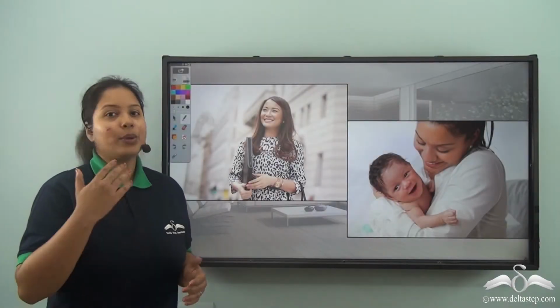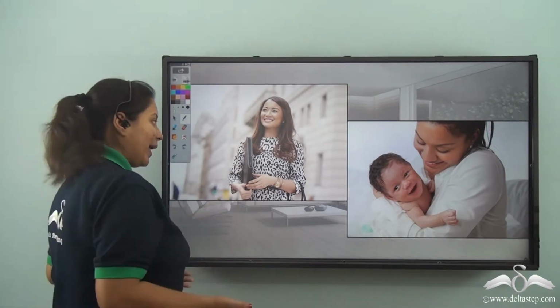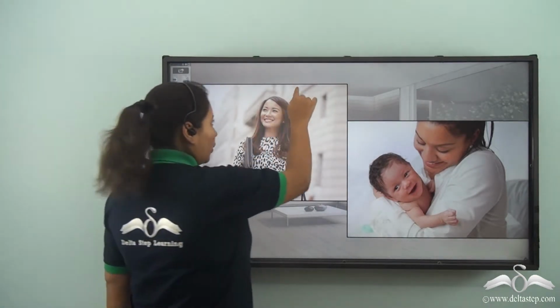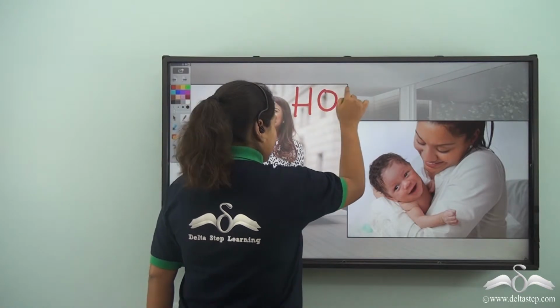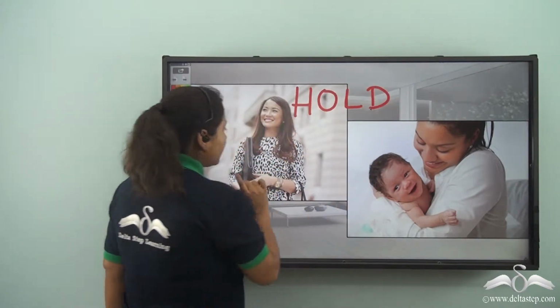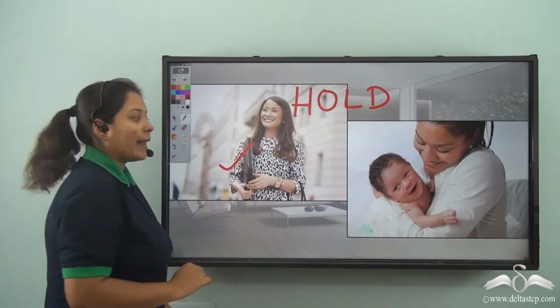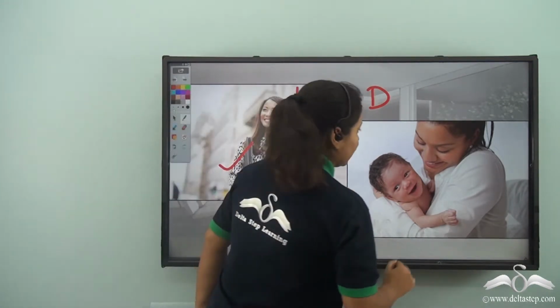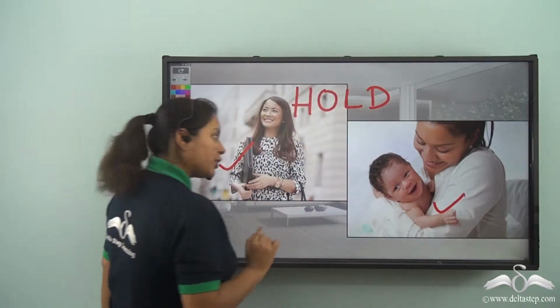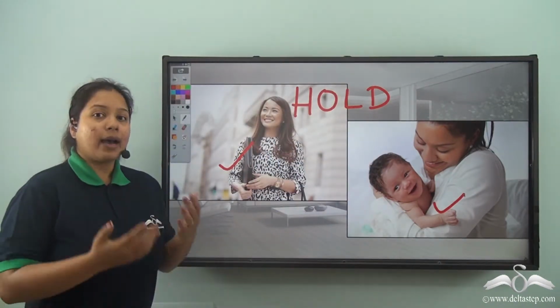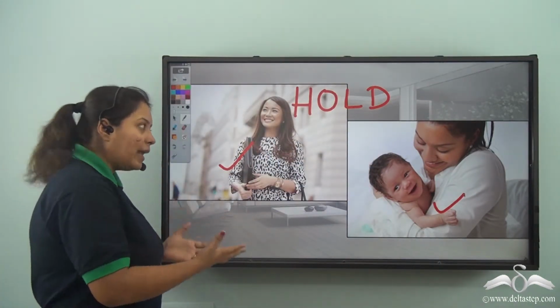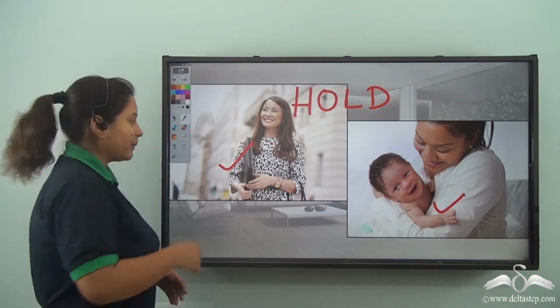Now, how do our hands help us? Well, they help us to hold different things. See, in the first picture, we see a lady holding a bag. And in the second picture, we see mother holding a child. So, our arms or hands help us to hold things.